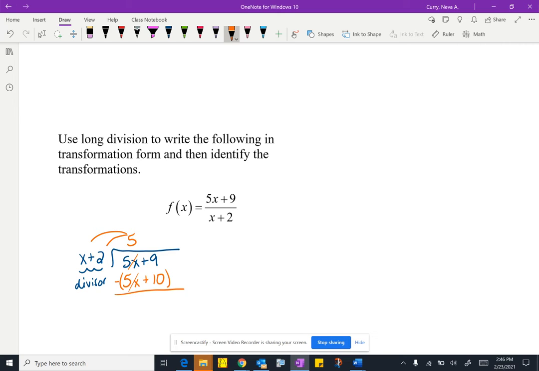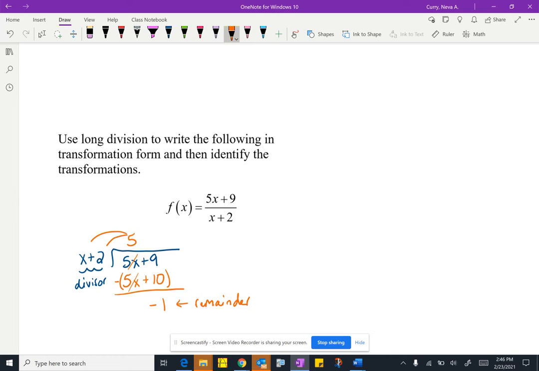Here's where you need to be very careful. 9 minus 10 gets us a negative 1. The x can't divide into the negative 1, so this is what we would call our remainder. Okay, so we've completed the process of long division. Now we need to think about the form we put it into.